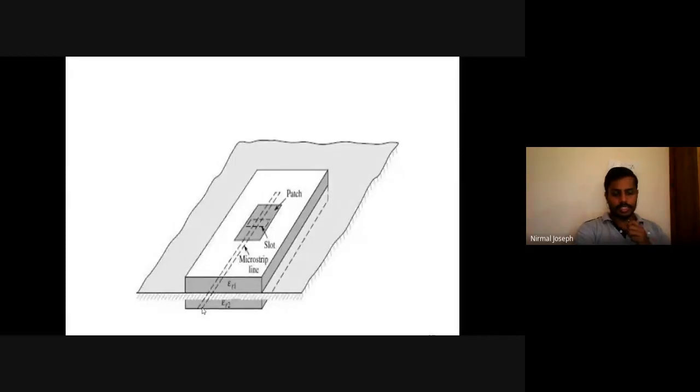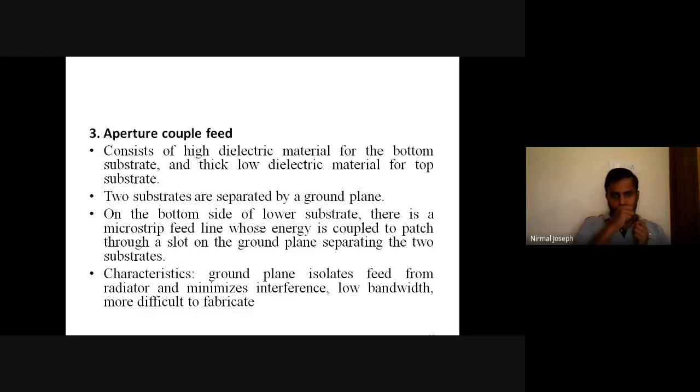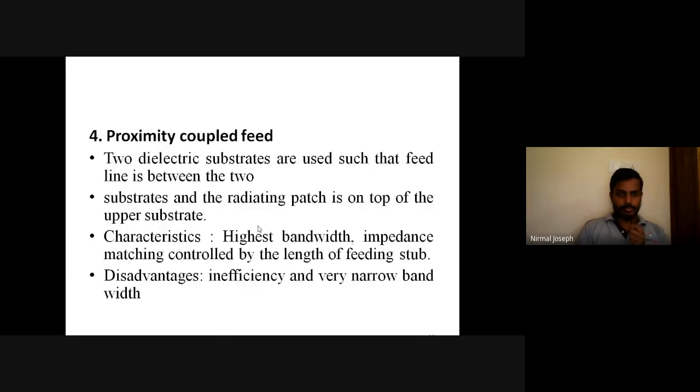So it is only showing us a dotted line. This is the patch antenna, and the slot will be made on this ground plane. That will not be visible since the substrate is here, so that's also shown as a dotted line. That is the slot. That's all about the aperture coupled feed. In this, you have to remember one thing: the ground plane isolates the feed from the radiator, so the interference will be minimal, and the bandwidth will be low, and of course it is more difficult to fabricate.